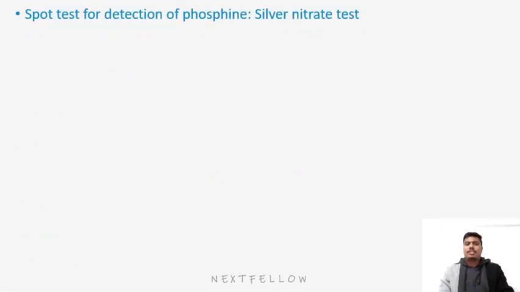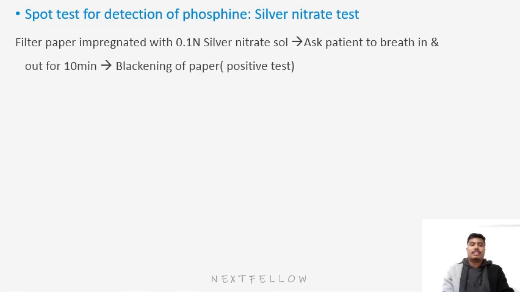Now we will learn about the spot test for detection of phosphine, also known as the silver nitrate test. Filter paper impregnated with 0.1 normal silver nitrate solution is taken and put as a mask on the face of the patient, and the patient is asked to breathe in and breathe out for 10 minutes. If there is blackening of the paper, then it indicates a positive test. So this is how you can test for phosphine poisoning.